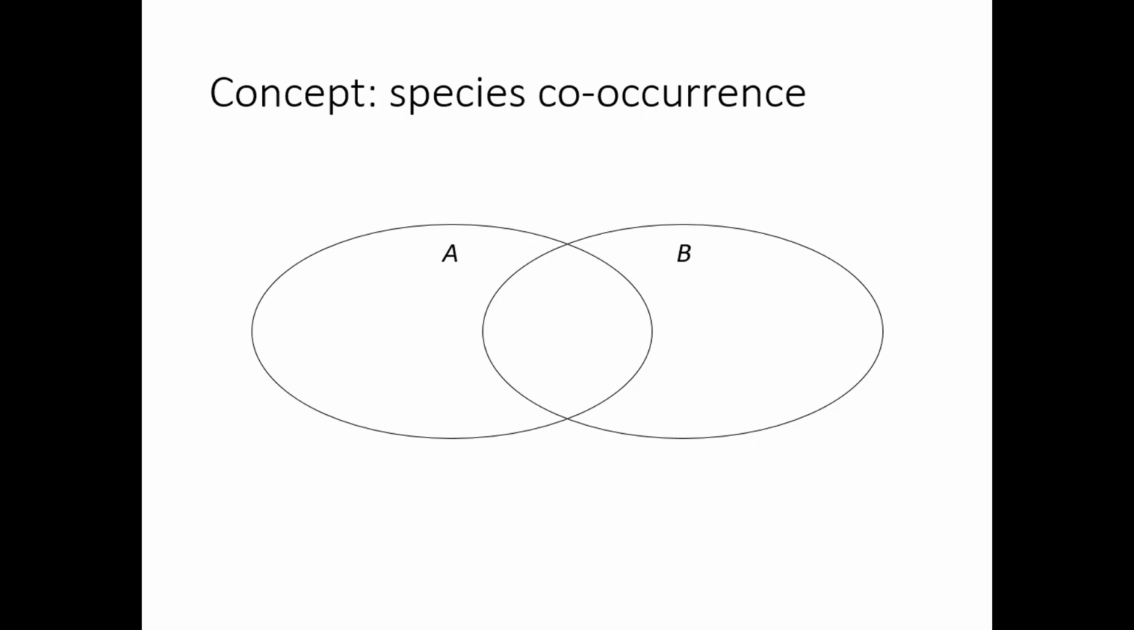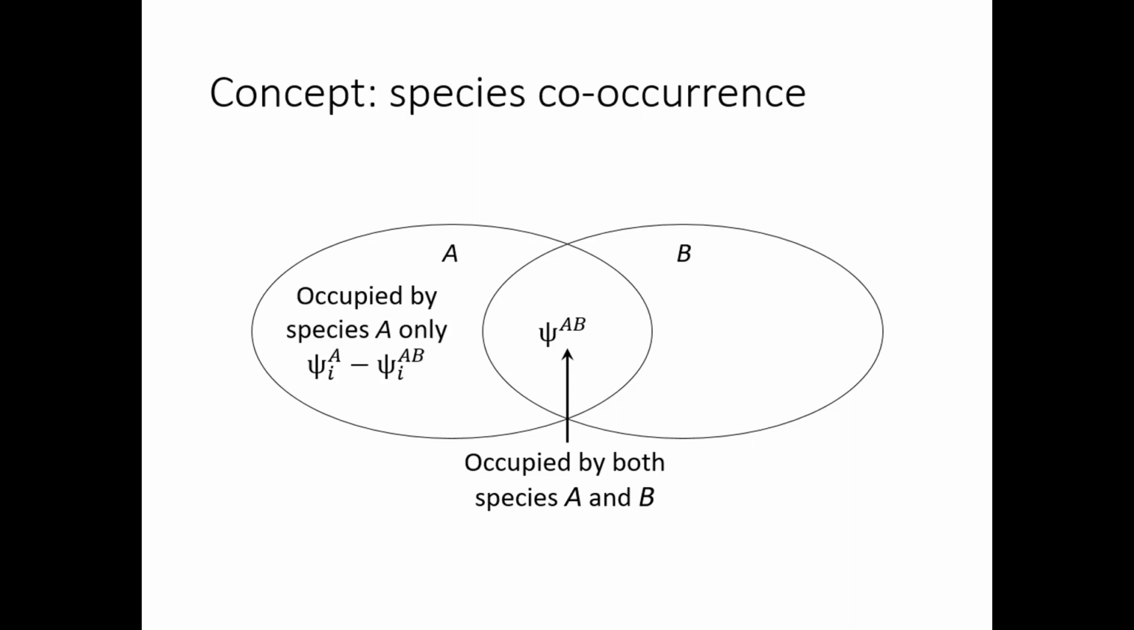Now let's take a look at a Venn diagram for the co-occurrence of species A and B. The ovals represent the set of sampling units occupied by each species. The intersection represents the sites occupied by both species. This region corresponds to sites occupied by only species A and can be estimated by the occupancy of species A minus the occupancy of both species.